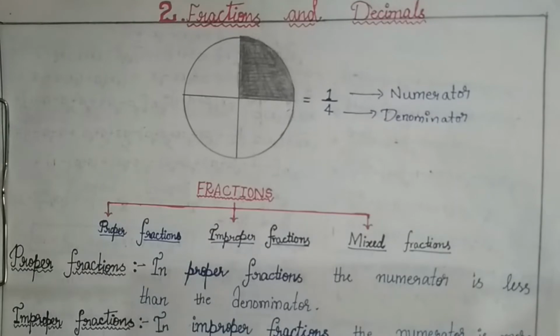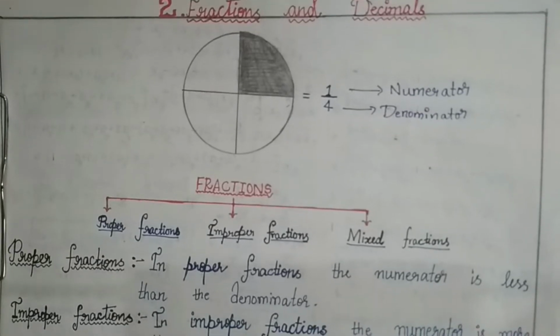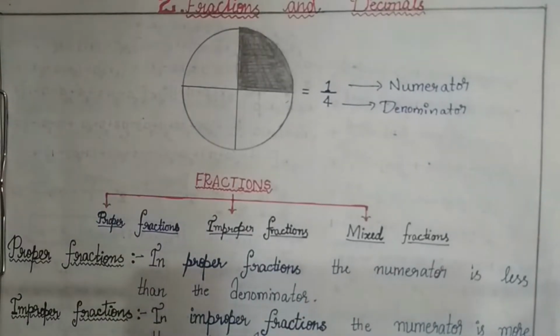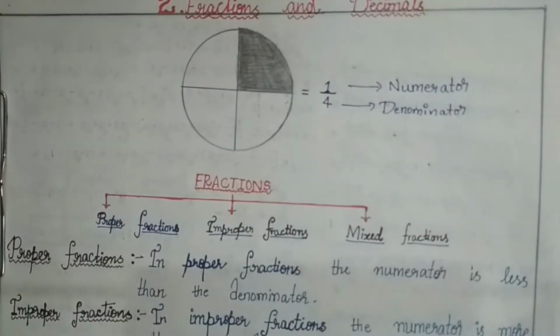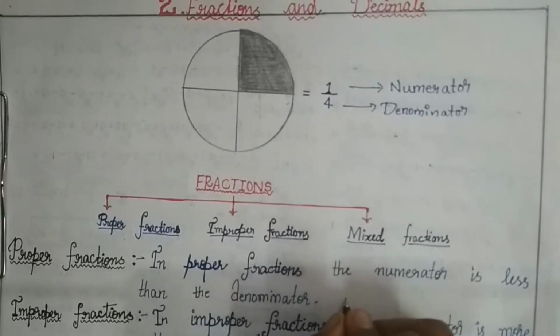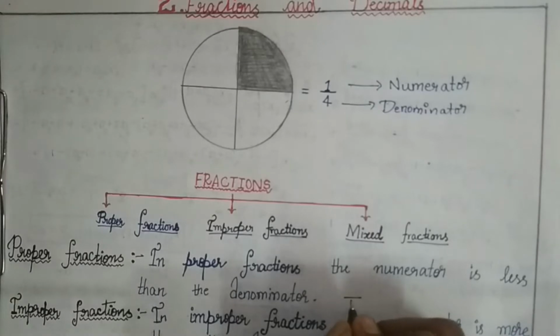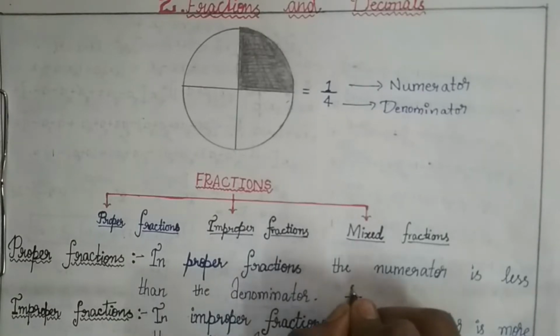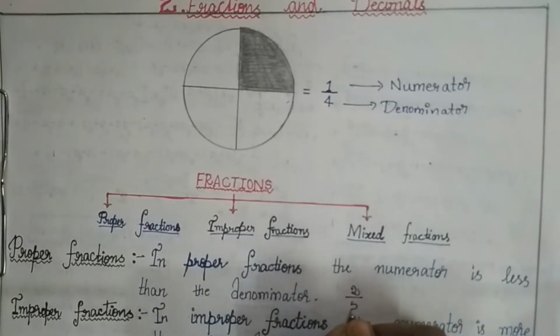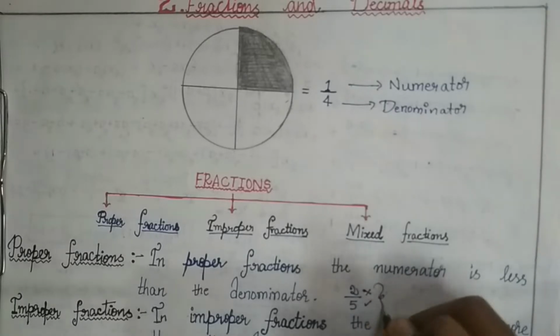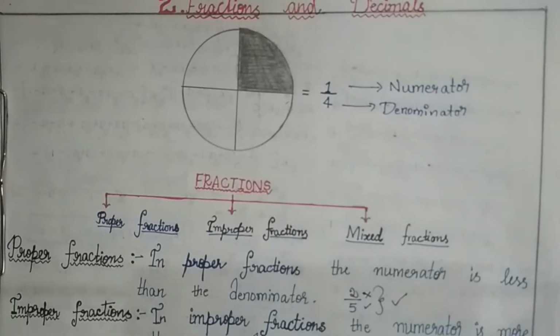Let us see first of all what is meant by proper fraction. In proper fractions, the numerator is less than the denominator. Here, the denominator should be higher than the numerator. So, let us take 2 by 5. Here, 2 is less than the denominator. So, this is known as a proper fraction.